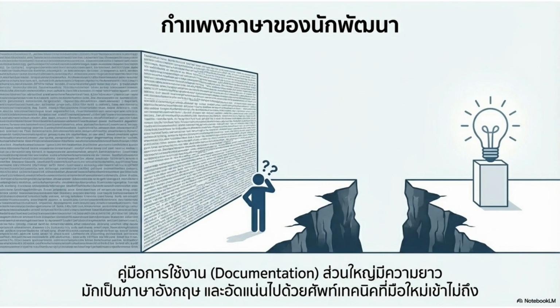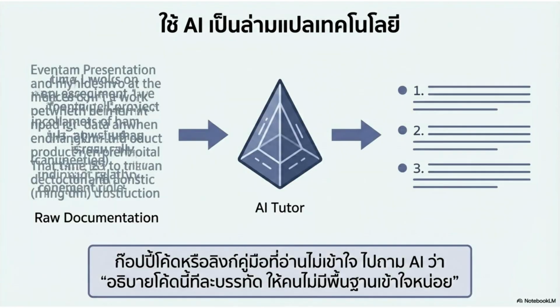A common challenge for developers is the "language barrier." Documentation is often long, in English, and filled with technical jargon that can be difficult to understand. AI can serve as a technology translator. We can copy complex code or documentation links and ask AI, such as AI Tutor, to explain the content in simple terms for people without a basic foundation.